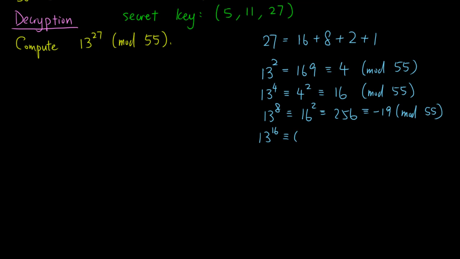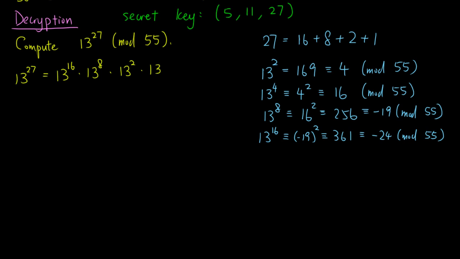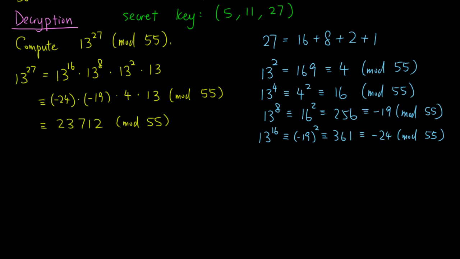13 to the 16 is congruent to the square of negative 19, which is 361, which is congruent to negative 24 mod 55. So, 13 to the 27, which is 13 to the 16 times 13 to the 8 times 13 squared times 13, is congruent to negative 24 times negative 19 times 4 times 13. This product is 23712, which is congruent to 7 mod 55. So I have retrieved 7, which is the original message.